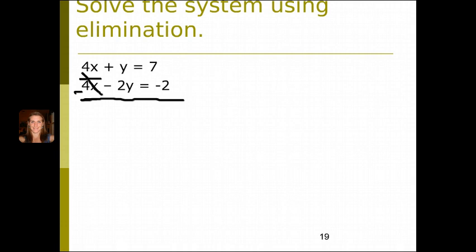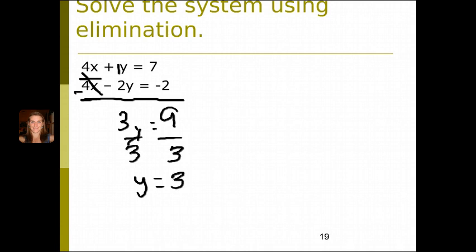Alright, remember there's an imaginary 1 in front of the y. So we've got 1y minus negative 2y. Now be very careful. 2 negatives always gives you a positive. So 1 plus 2 is 3y. Alright, 7 minus negative 2 once again. 2 negatives become positive. 7 plus 2 is 9. Alright, so 9 divided by 3, y equals 3.